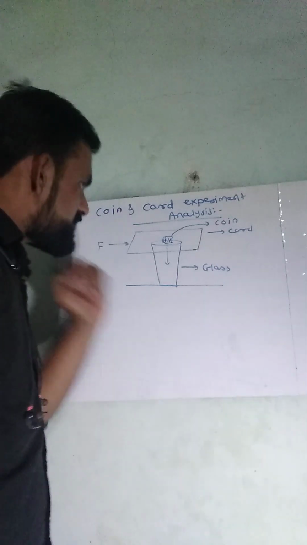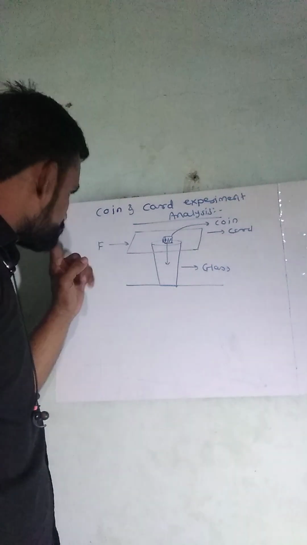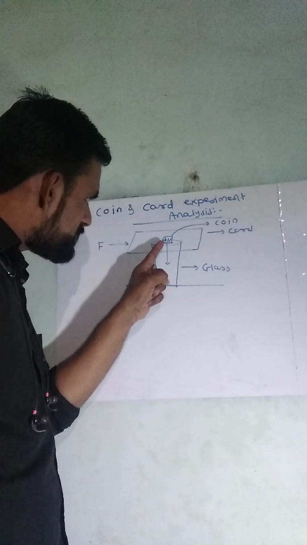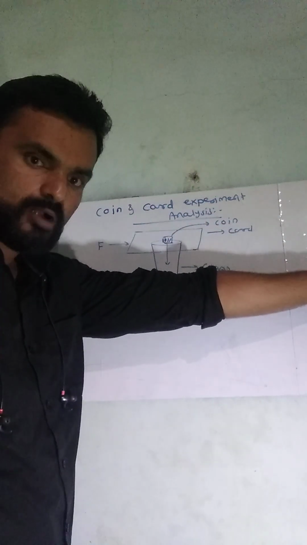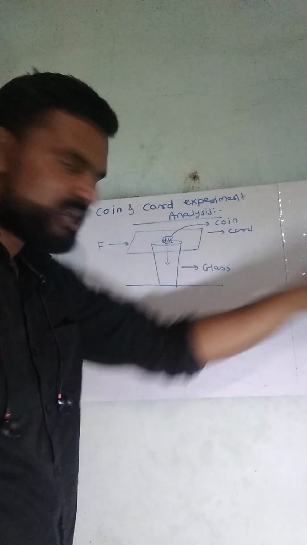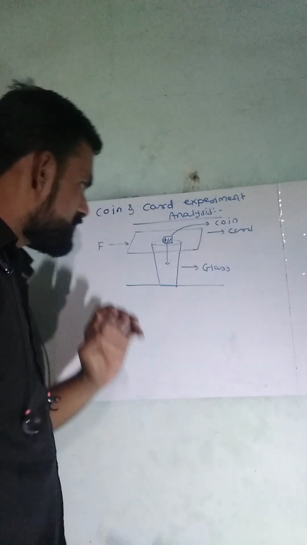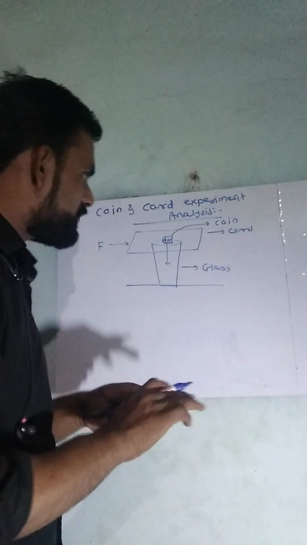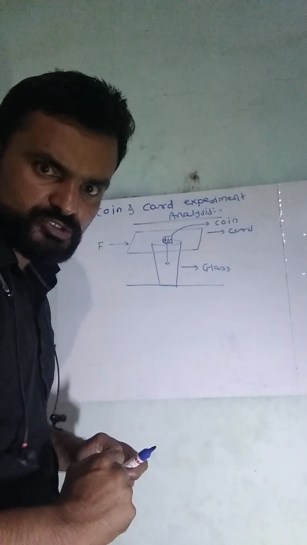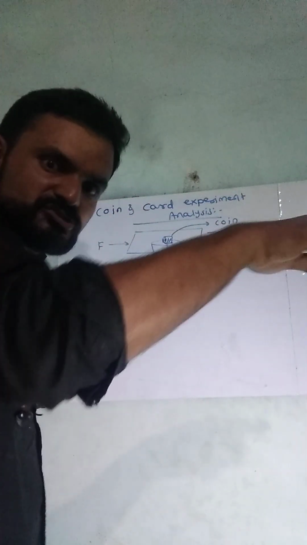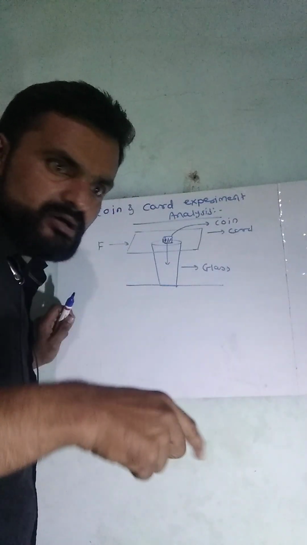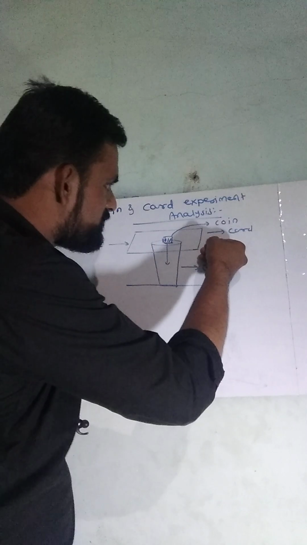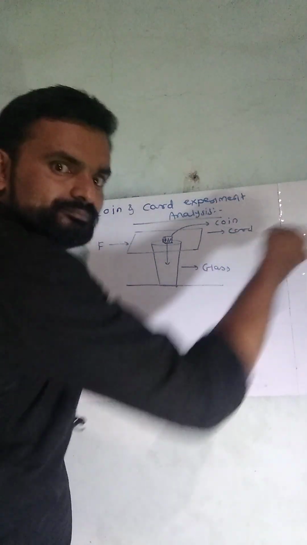So what is happening? Let us analyze this particular system. We apply a force here. This coin, instead of moving outside in this direction, it falls into the glass. If we analyze this system, we'll come to know that, okay, I will give you a very simple situation. Instead of giving it a jerk, instead of pushing it very fast, you hold the card here and you take it gently.